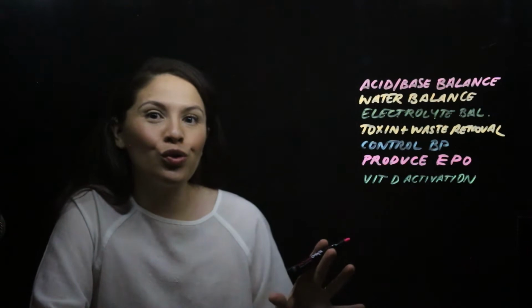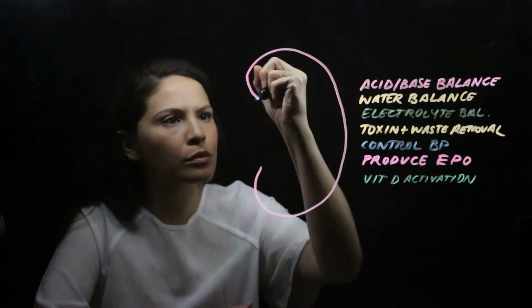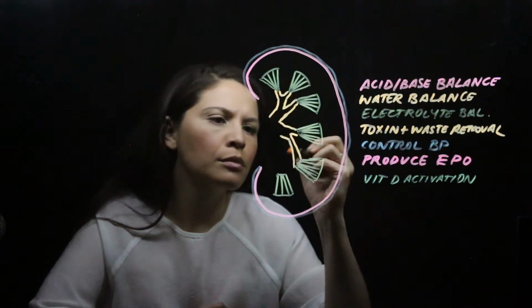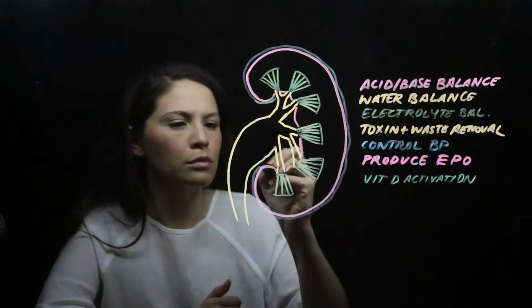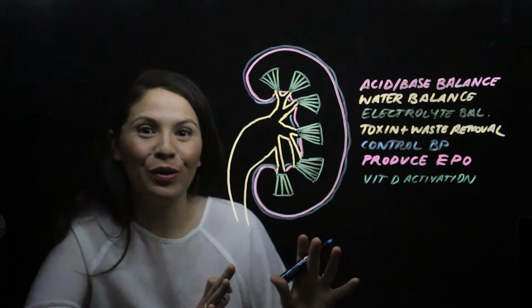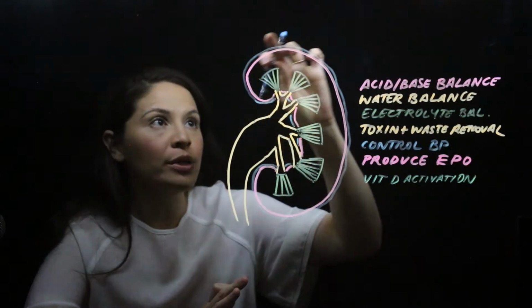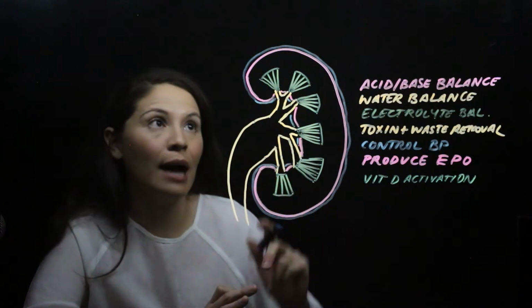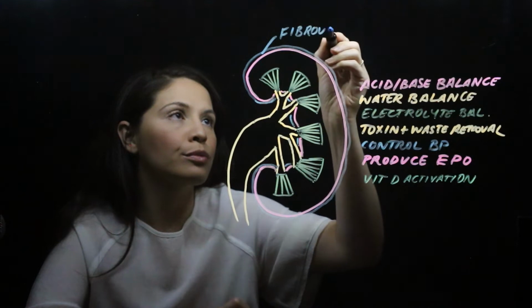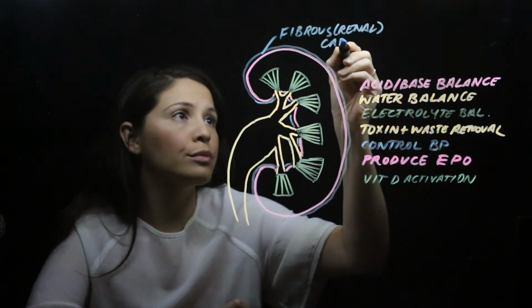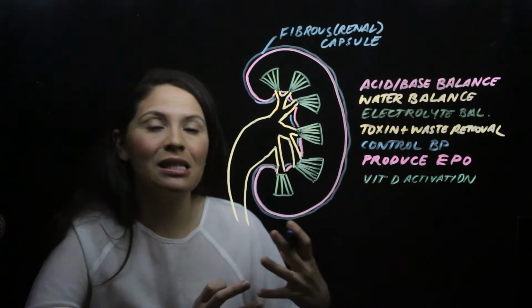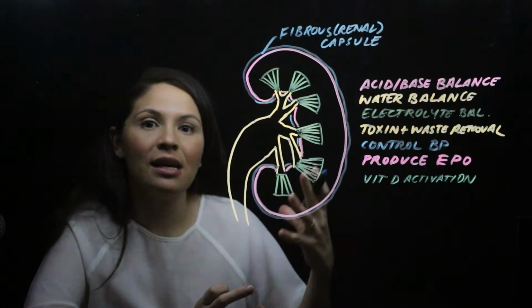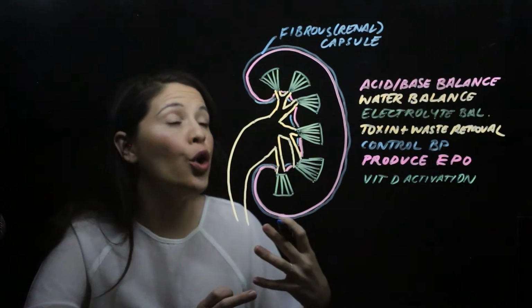Okay, so now I'm going to draw a basic kidney. So here is my basic diagram of a kidney. So the outermost layer of the kidney, which we can see here, is called the fibrous or the renal capsule. So this is a dense outermost layer which separates it from surrounding organs and protects deeper, more delicate tissues internally.